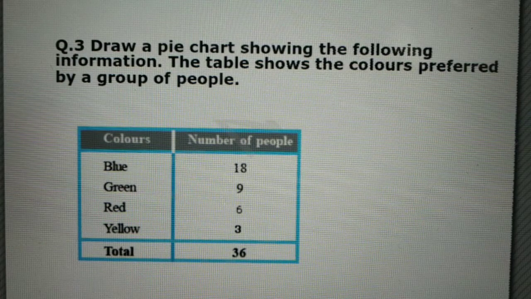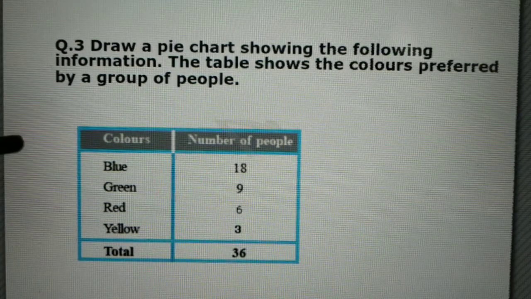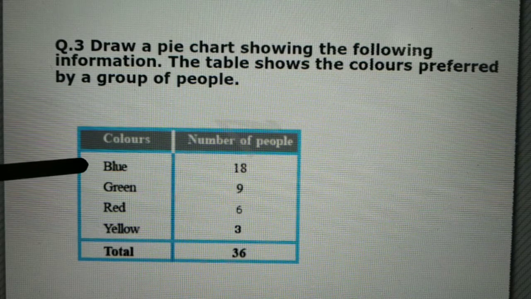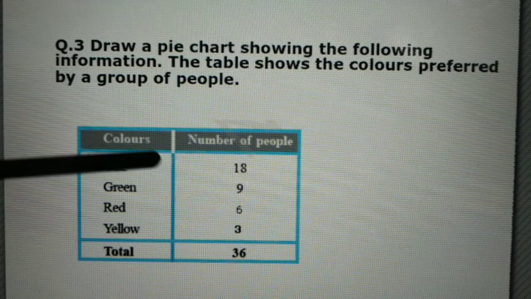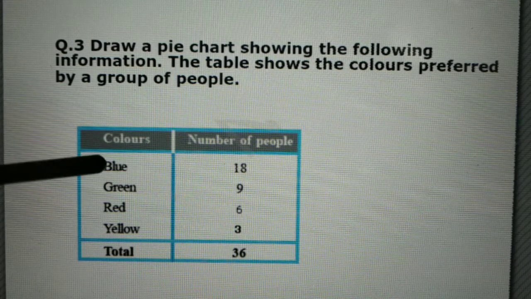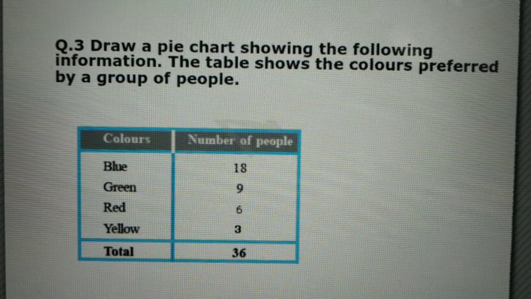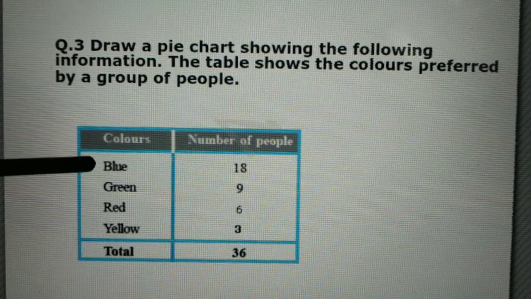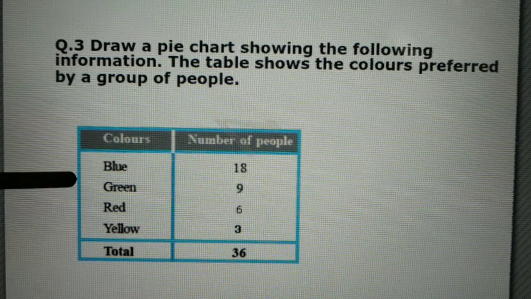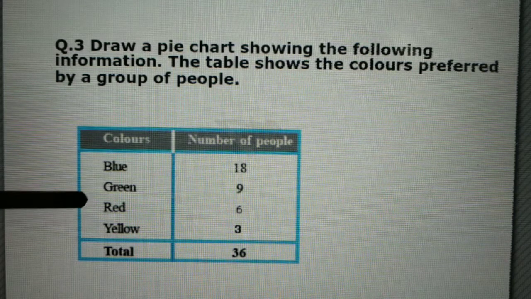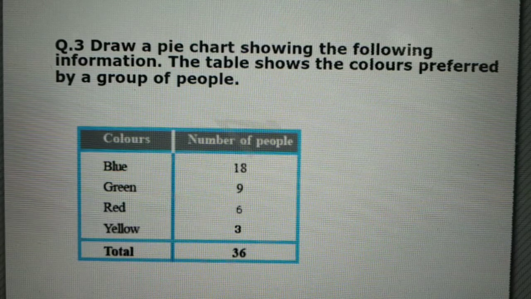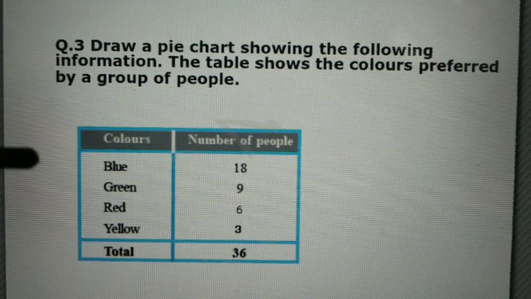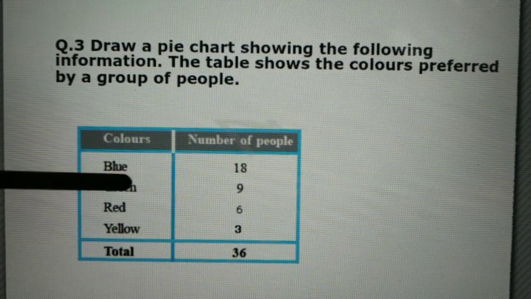The table given has, in the first column, colors: blue, green, red, yellow. There are 4 colors, and the number of people who preferred these colors is: with blue 18 people, with green 9 people, with red 6, and with yellow 3 people, and the total is 36. So we have to draw a pie chart related to this given data.